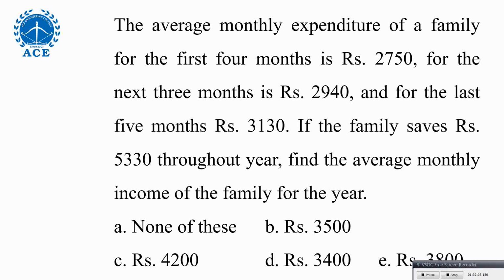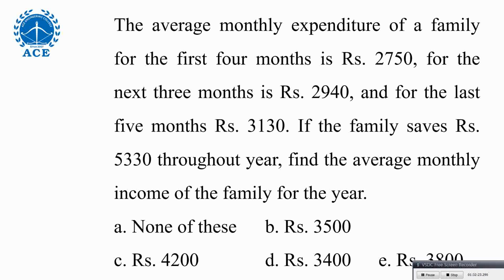Now here, the average monthly expenditure for the first 4 months is 2,750. Next 3 months is 2,940. For the last 5 months is 3,130. If the family saves 5,330, what is the monthly income?